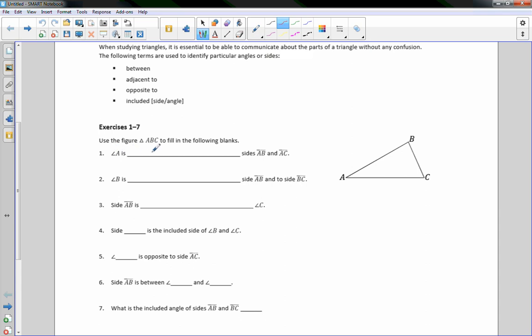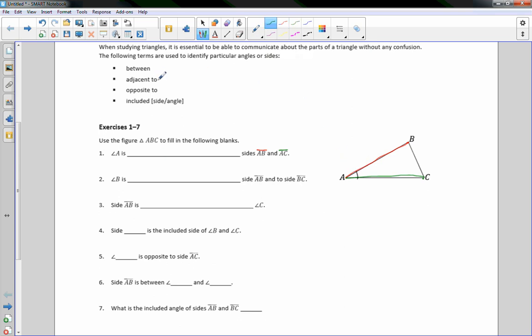It says angle A is blank to sides AB and AC. So let's start out by remembering how to name a side. AB with a segment over the top of it means line segment AB, a segment that starts at A and ends at B. So this red segment, this side here, is side AB. Side AC is the segment that starts at A and terminates at C. So that is this side. There's side AB in red, side AC in green, and it says angle A is blank.